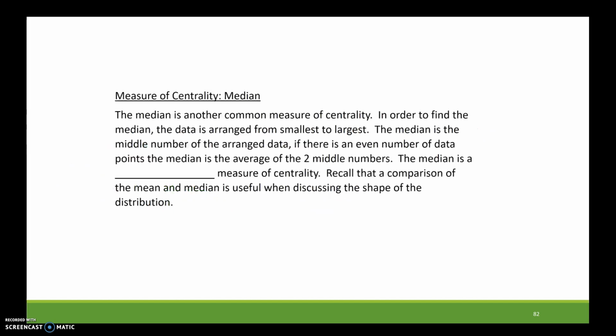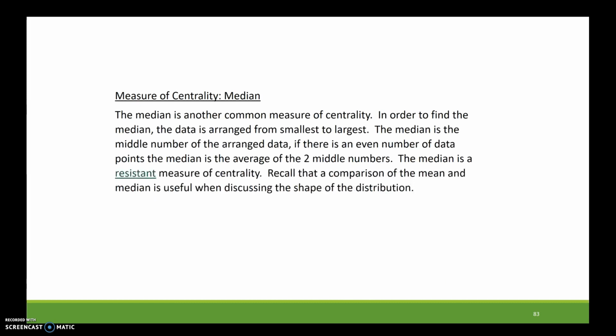Now, another common measure of centrality besides the mean is what we call the median. The median is calculated by ordering your data from smallest to largest, and whatever the middle data point is, that's the median. One of the reasons we may want to use the median instead of the mean is that the median is a resistant measure of centrality. If we introduce an outlier to the data set, it's not going to have a strong effect on where the median lies, whereas it may have a strong effect on the mean.